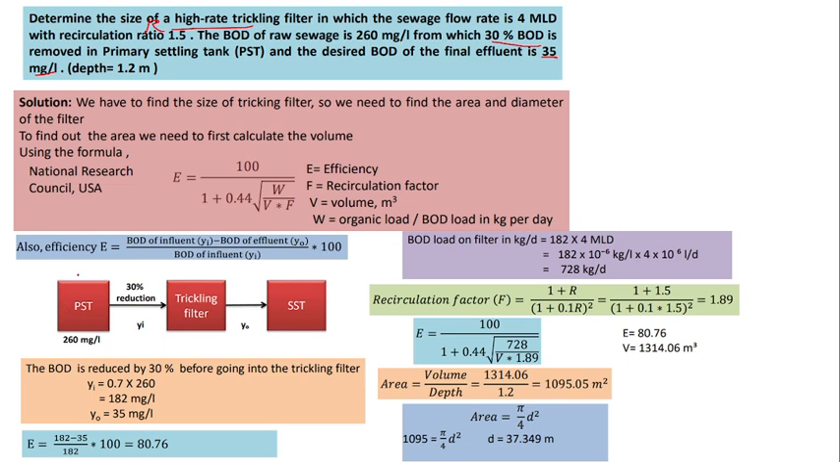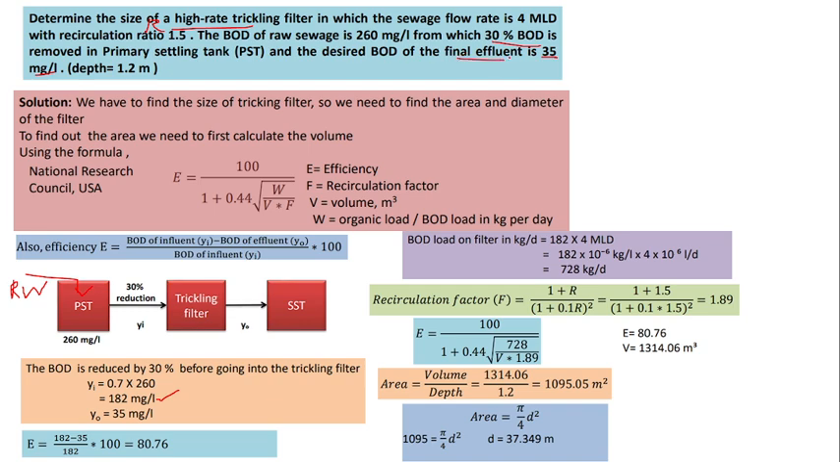In the primary settling tank, we are passing the sewage water. This raw wastewater is having 260 mg per liter of BOD and 30% is reduced in this primary treatment. So 30% is reduced means in this 260, only 0.7, that is 70%, is the incoming BOD of the trickling filter, which is nothing but 182 mg per liter.